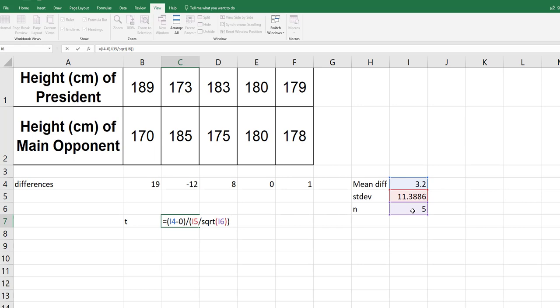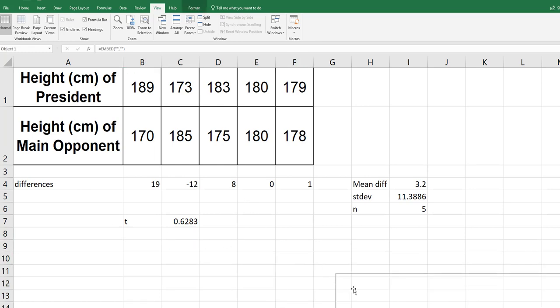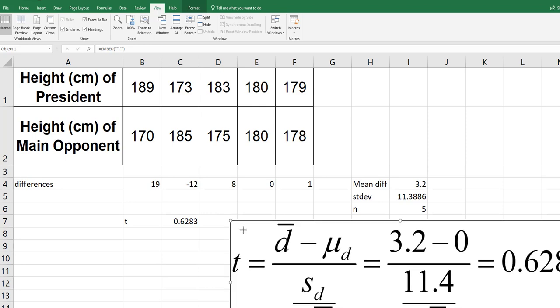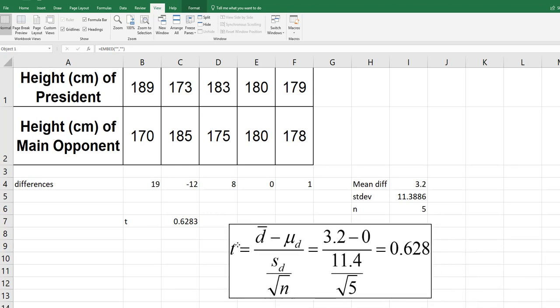Okay, so this is what you saw me manually do in the live session, which I'll just bring and put right here so you can kind of see. This is if you want to do it manually. Okay, and so that's finding my test statistic.